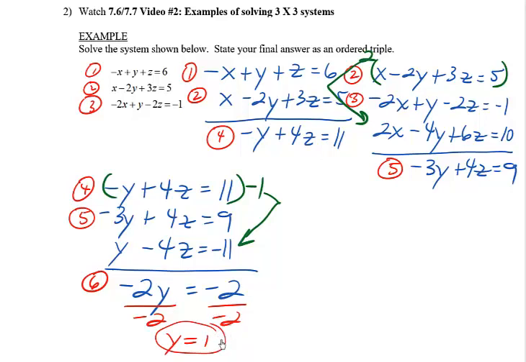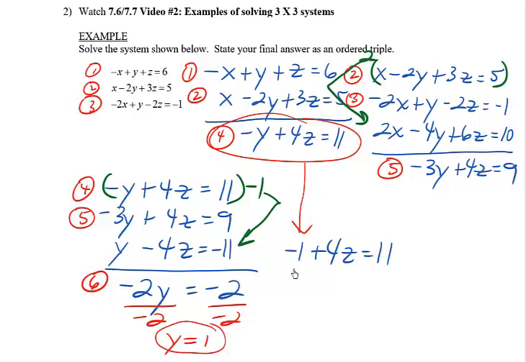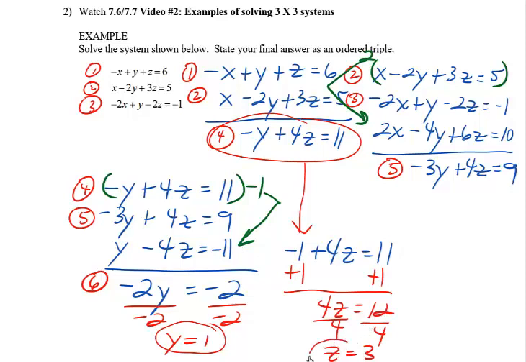Well, you're going to go back to either equations 4 or 5, whichever one looks easier. Equation 4 looks pretty easy to me. I'm going to copy it down here. In place of the y, I will write a 1. So negative 1 plus 4z equals 11. Carry out the simple algebra, and we'll be done. And I get z equals 3 for that value.